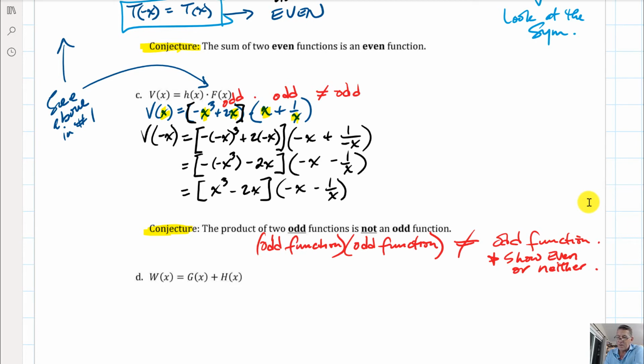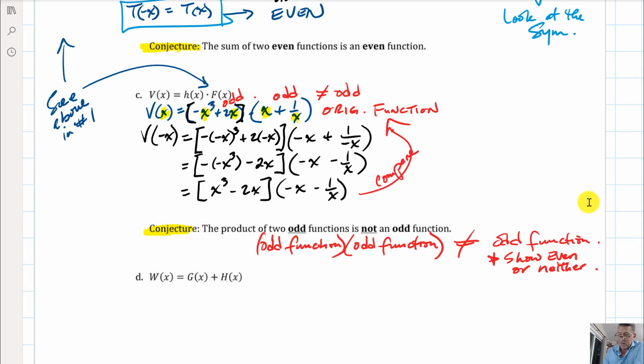Now, if you compare the two, x cubed minus 2x is different than negative x cubed plus 2x, the original function. Remember, what we start with is the original function. We always compare with this. So you have to compare to the top. Compare.